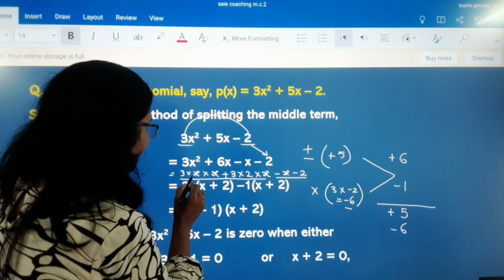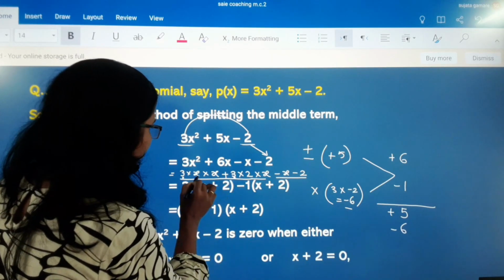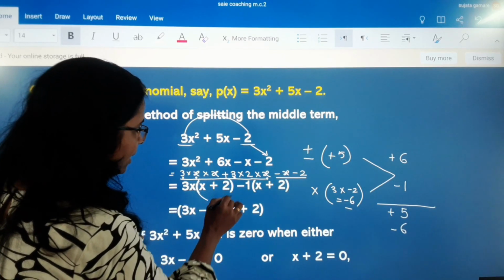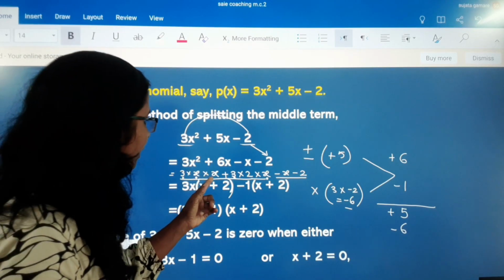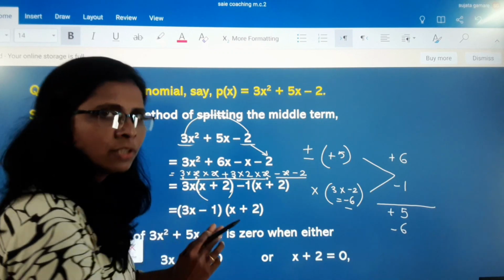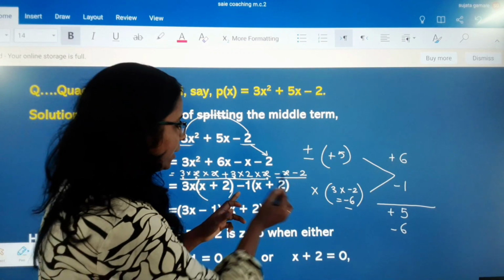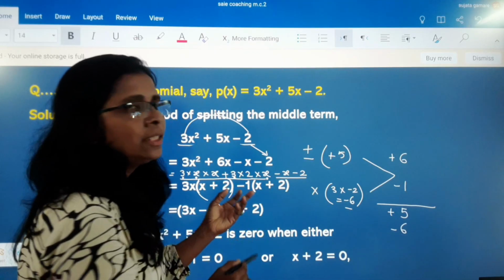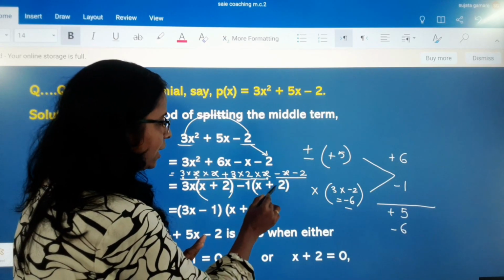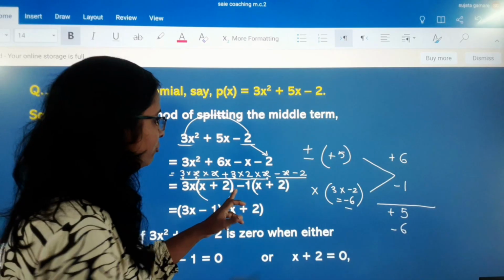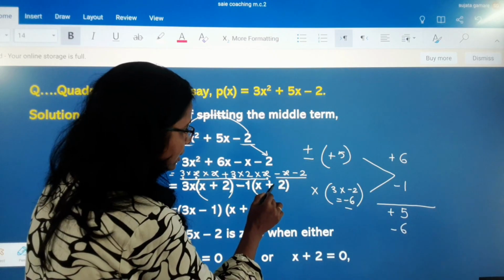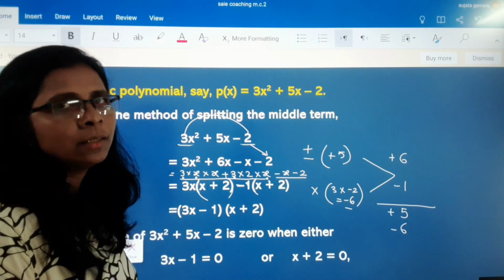Now here the common is 3 and x, so the common is 3x, and in the bracket we write what is not marked, that will be x, then plus sign, and here 2. So write that in the first bracket. Then in the second group no one is common, so we take 1 as common. So write minus 1 in the bracket x plus 2. Outside of the bracket there is a minus 1 sign, so you should change the sign in the bracket. It will be positive 2.